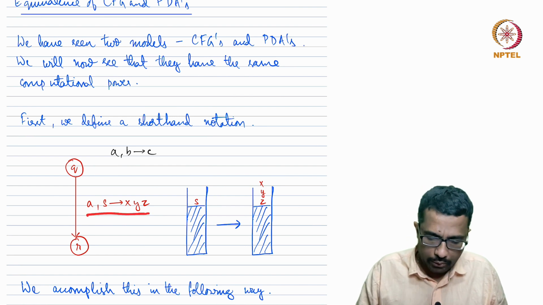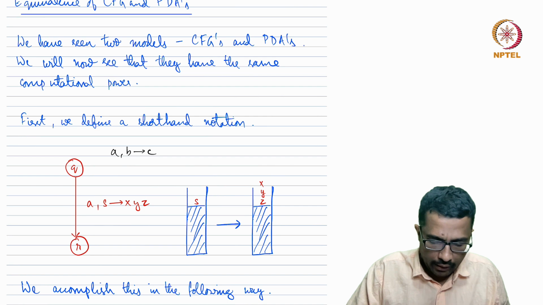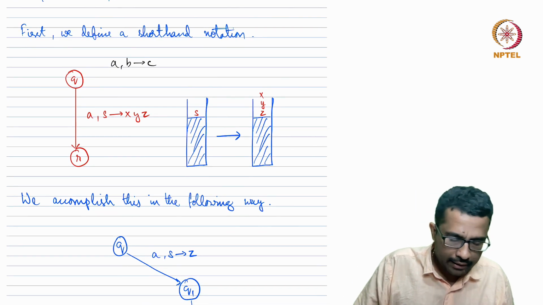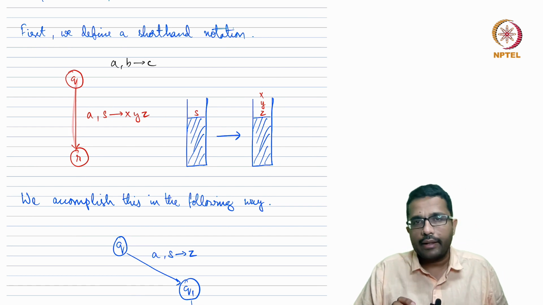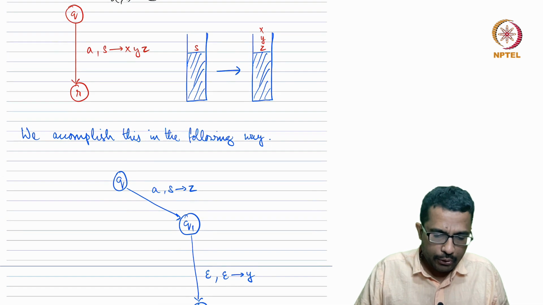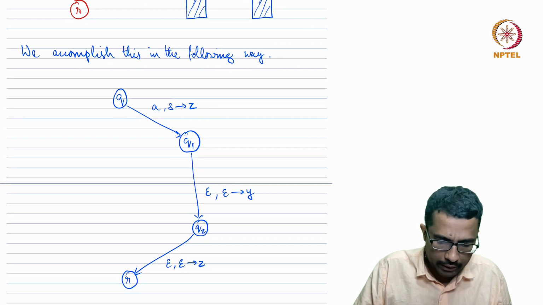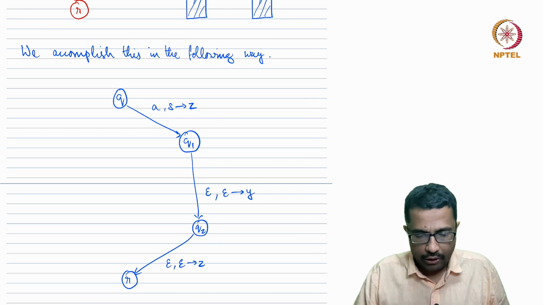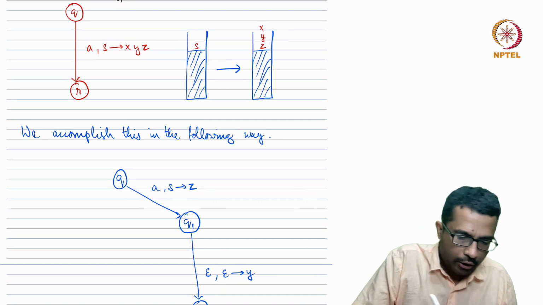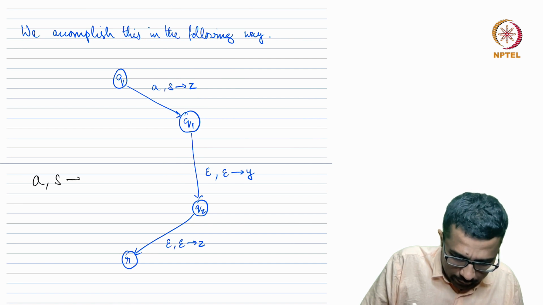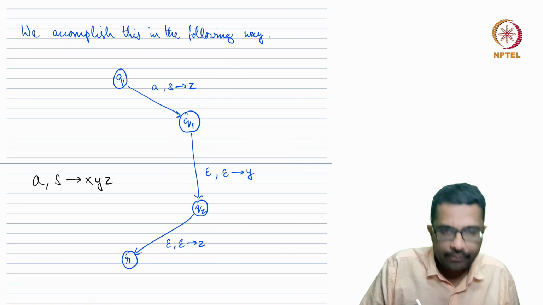We are going to use this notation in the upcoming proof, and we can easily accomplish this. The transition here was from Q to R. Now we can accomplish this by introducing two new states, Q1 and Q2. These are two new states, and using these two states, we can accomplish this. So what we had to accomplish was A, S gives XYZ.